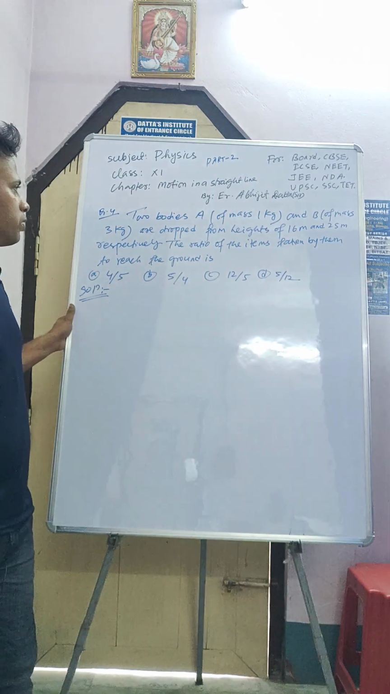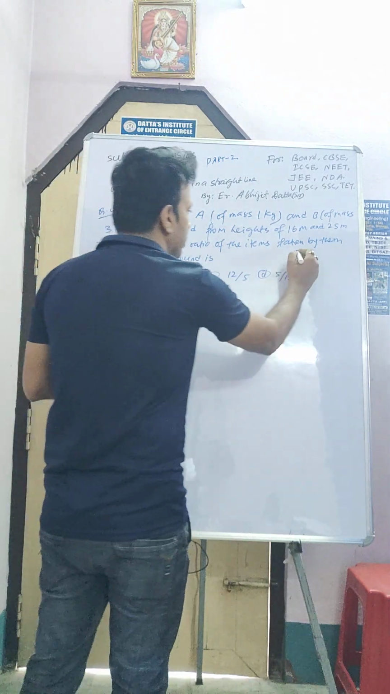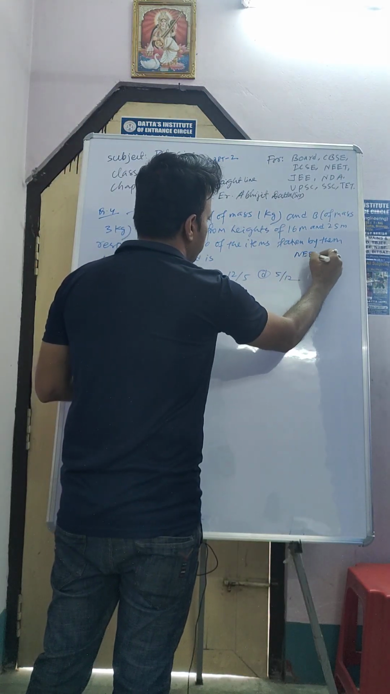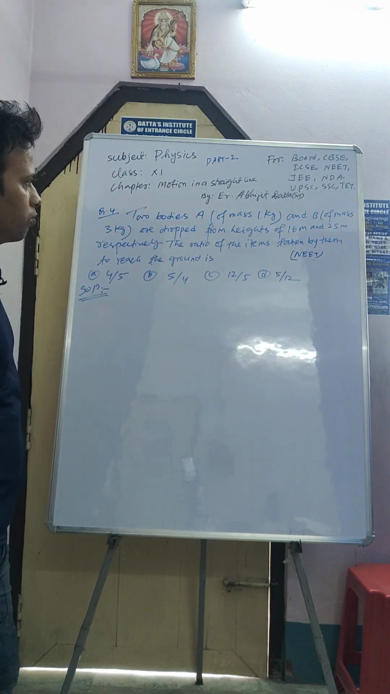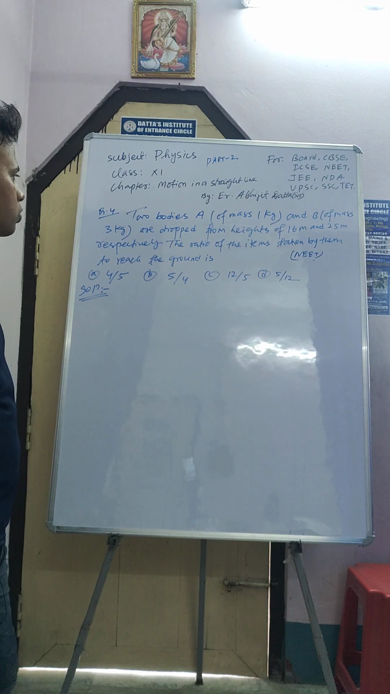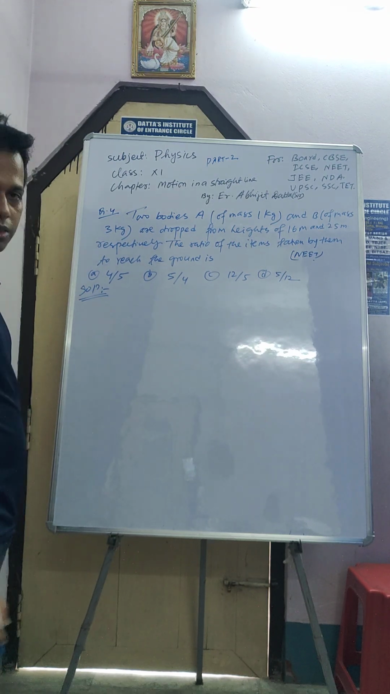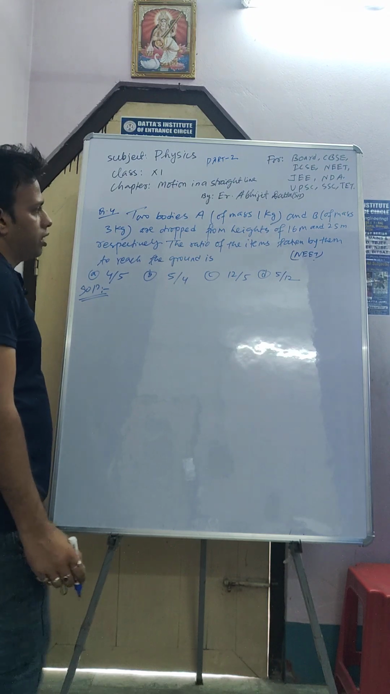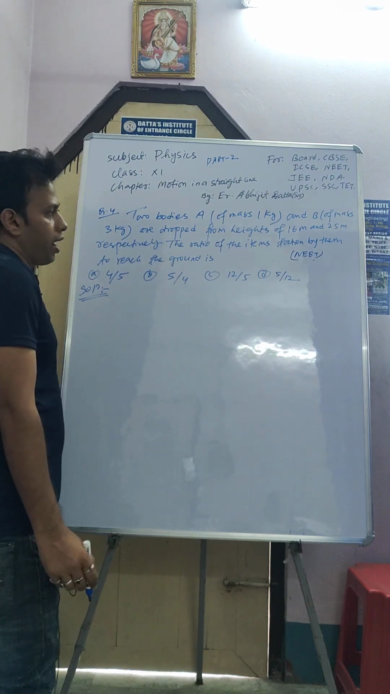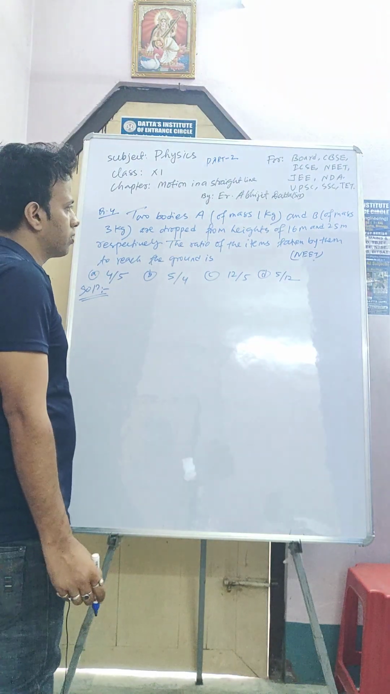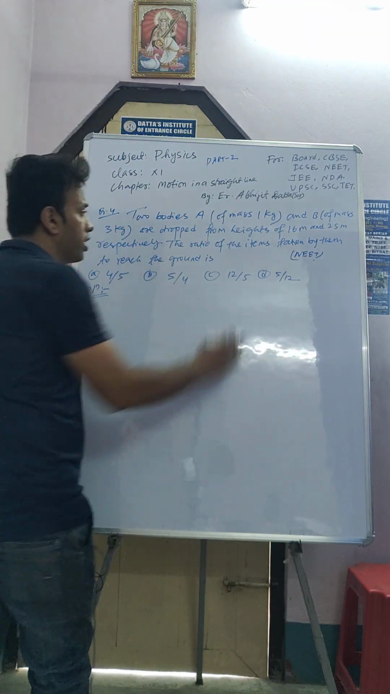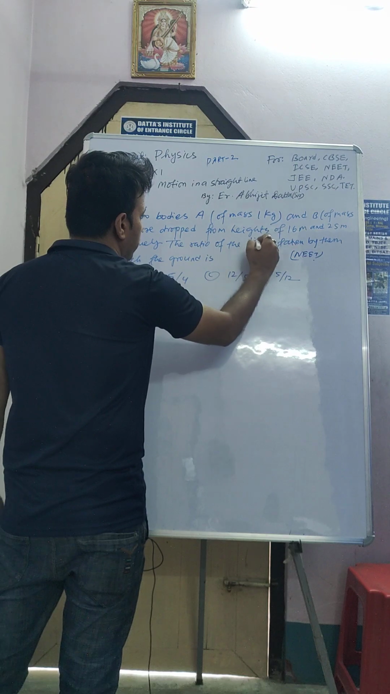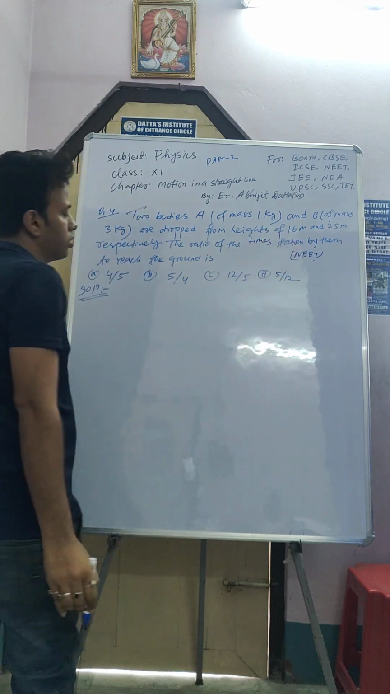Okay, this is the 4th question, and this question came in NEET. Two bodies A of mass 1 kg and B of mass 3 kg are dropped from the heights of 16 meter and 25 meter respectively. The ratio of the times taken by them to reach the ground.